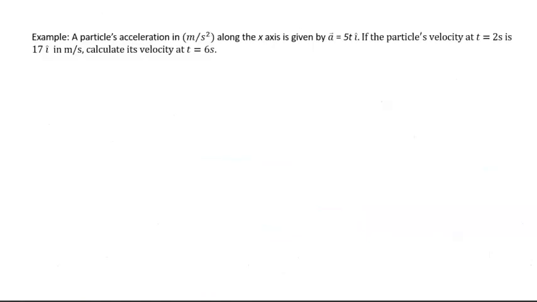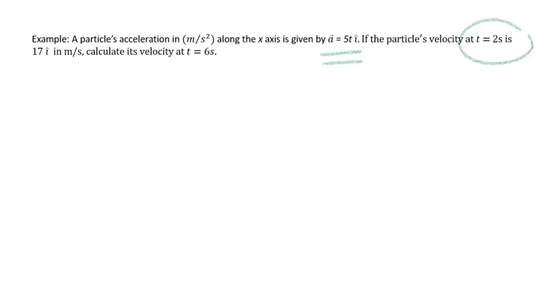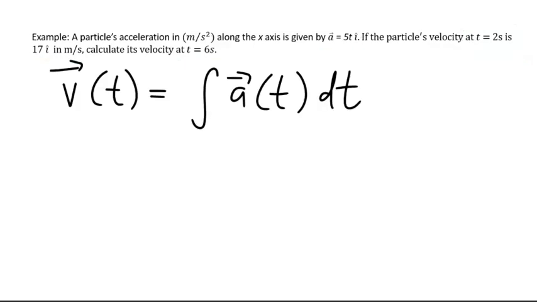So in this example, you're given the acceleration of a particle. The expression is 5t i hat. The particle's velocity at t equals 2 seconds is given to be 17 i hat in meters per second, and we are to calculate the velocity at t equals 6 seconds. So the condition that the velocity is 17 i hat at t equals 2 is the initial condition. As we have seen before, this is the definition of instantaneous velocity.